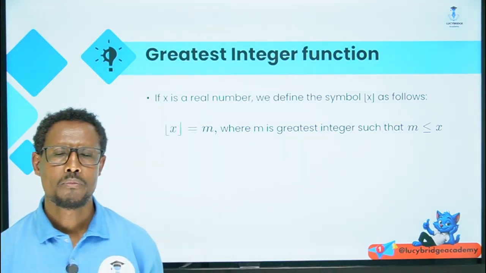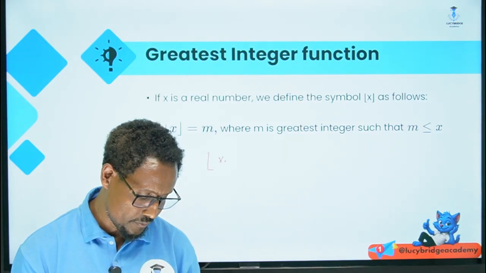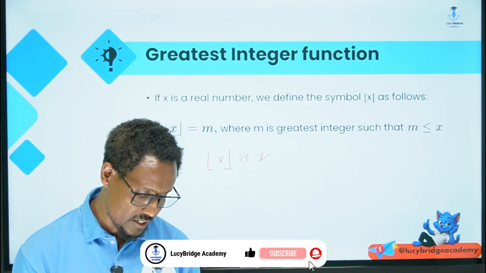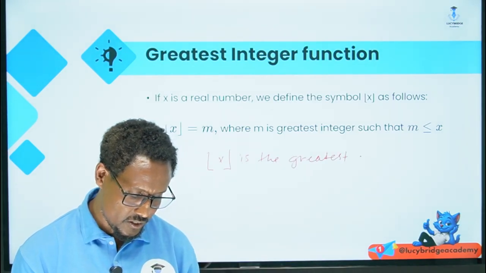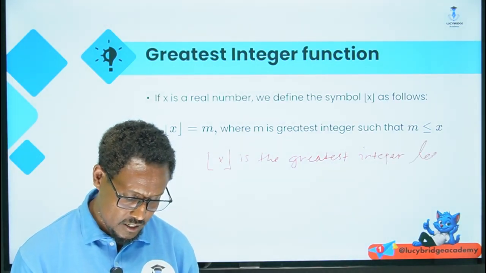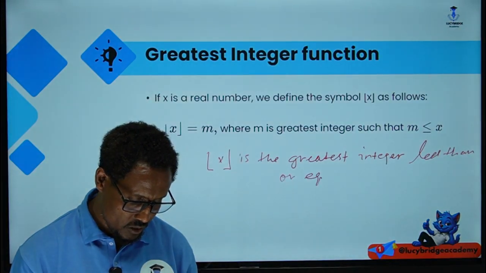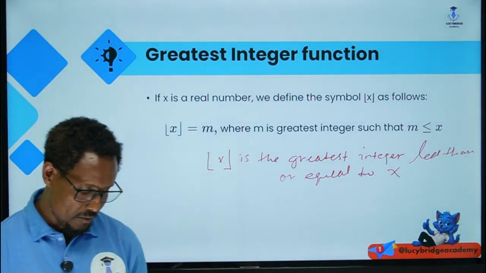Another example, I think it will be very simple. Floor of x means the greatest integer less than or equal to x.